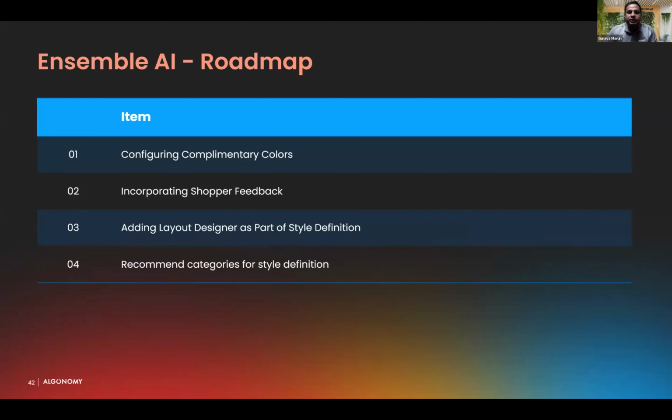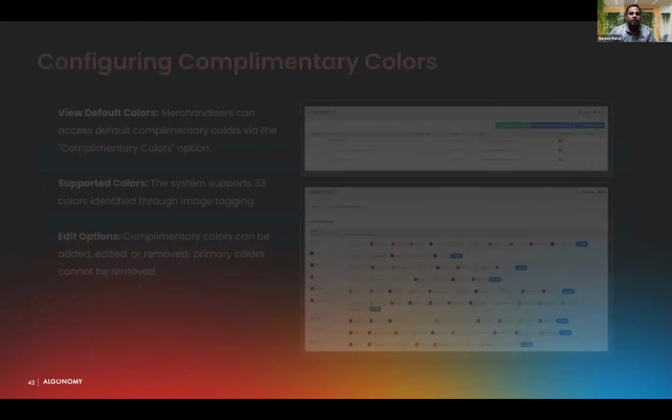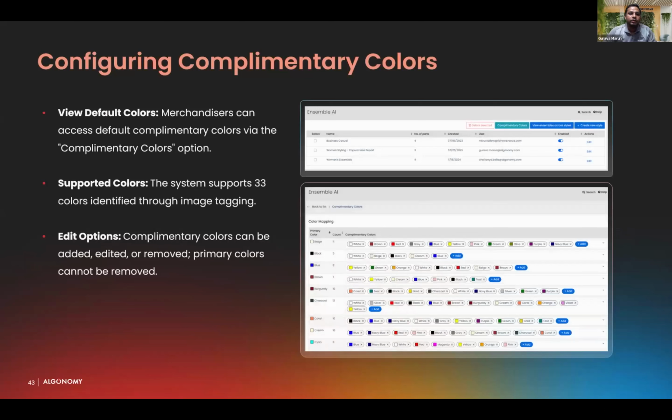So some of the roadmap items. So we use complementary colors and visual AI to generate those ensembles. So we provide that control back to you. So if you have some reservations about the complementary color definitions that we have, you should be able to look at it and you can update it, you can modify it, and you can update however you believe that this is going to be looking good for you.